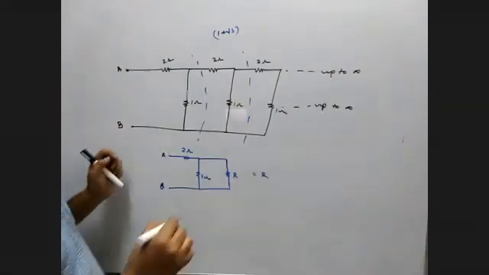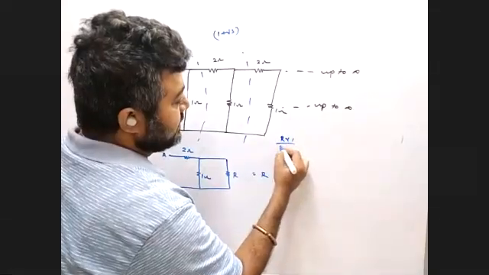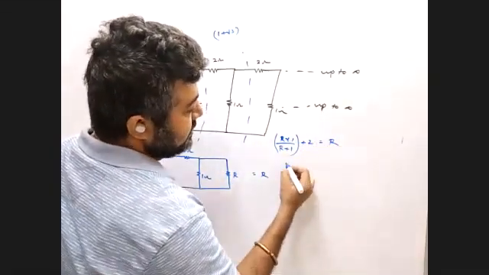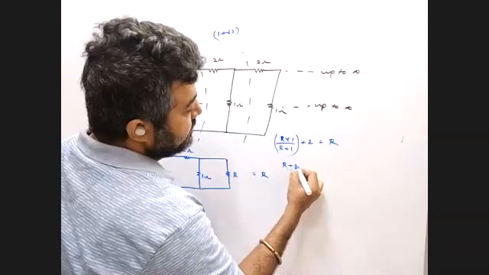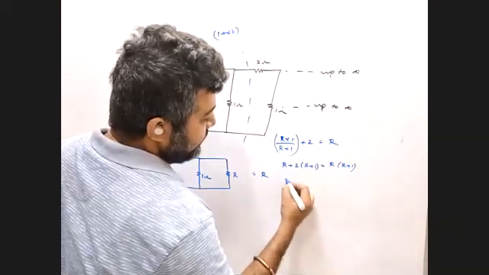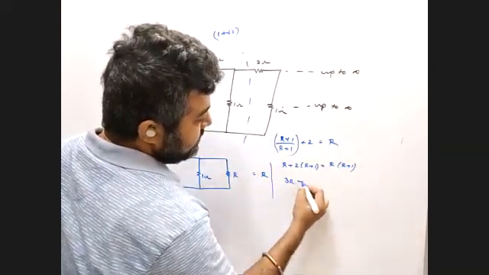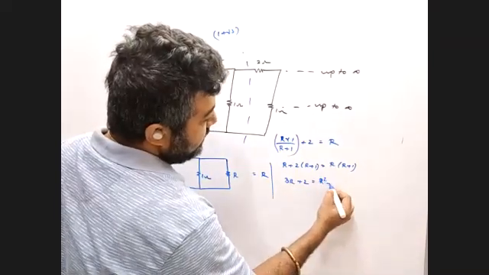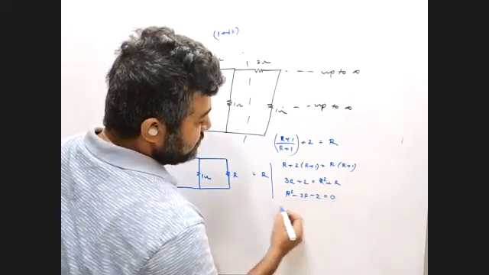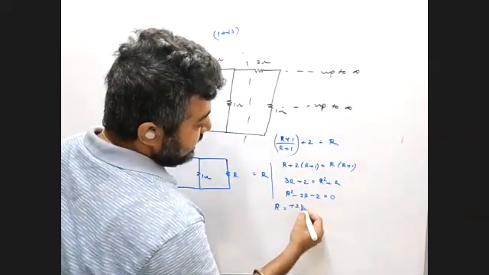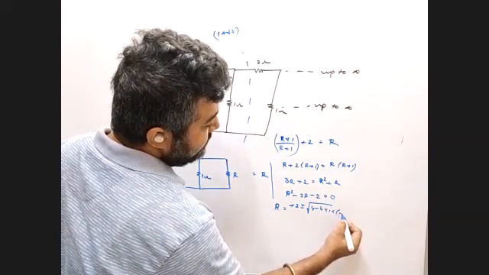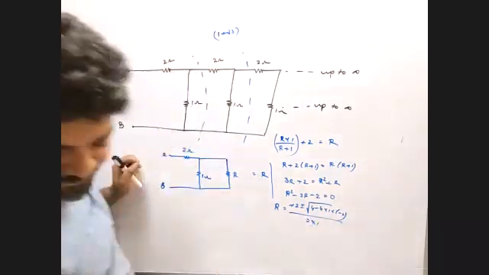Now these two are in parallel. So R into 1 by (R plus 1), plus 2, equals R. So (R plus 2)(R plus 1), that is 3R plus 2 equals R square plus R. So R square minus 2R minus 2 equals 0. R equals (2 plus or minus the square root of b square minus 4ac, that is 4 minus 4 into 1 into minus 2) by 2 into 1.